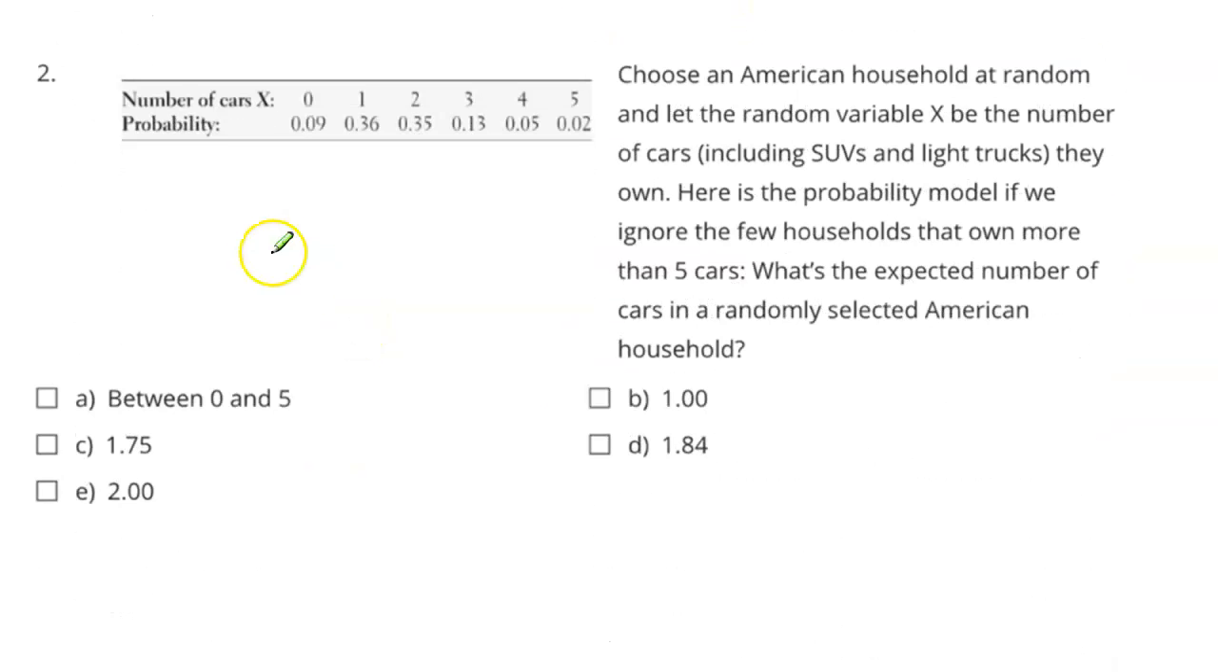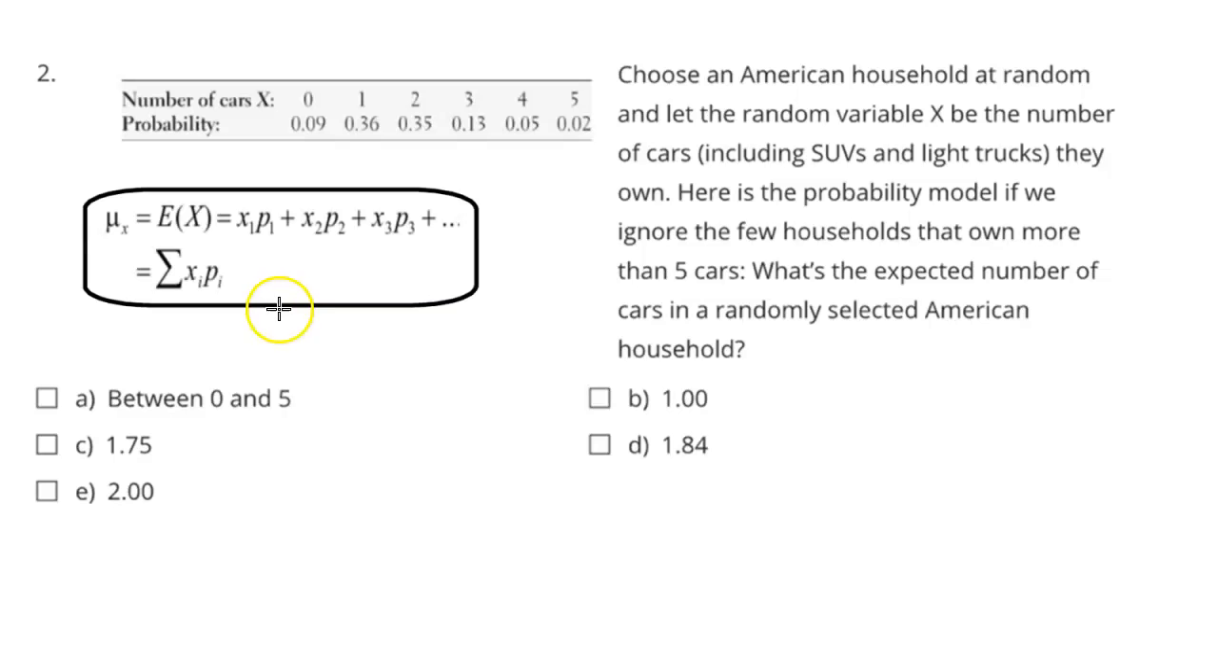For question 2, we're looking at that same probability distribution. What is the expected number of cars in a randomly selected American household? Remember that the expected value of a probability distribution is the same as the mean of that probability distribution. And there's a formula for it. And here's the formula. Remember, we're taking mu sub x, which is the mean of the probability distribution, which is also known as the expected value of that random variable, which is all of the individual values of the random variables times their probabilities, respectively, and then adding them all together. That's the sum of all the individual values times the individual probabilities.